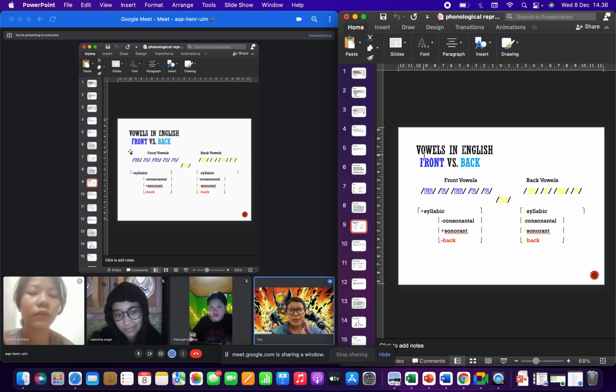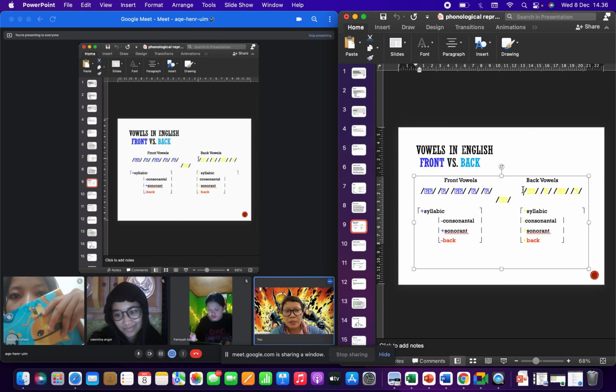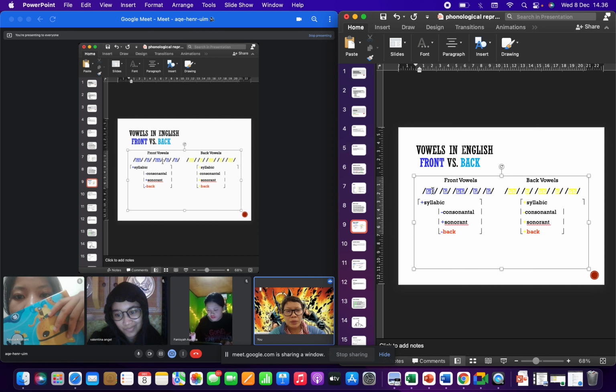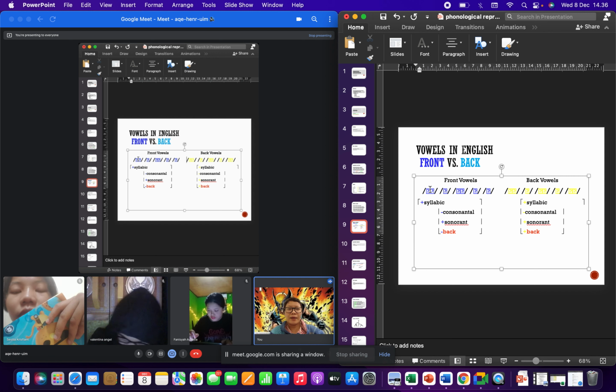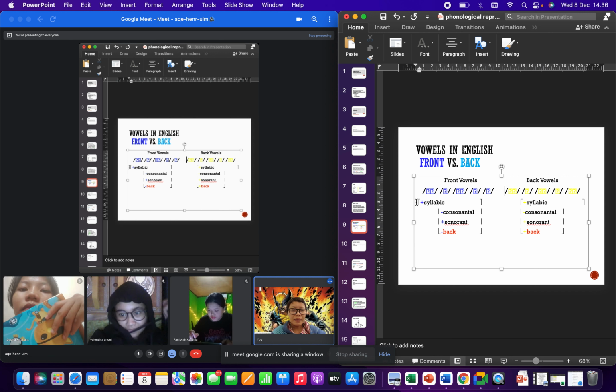Now let's see here. We see vowels in English, front and back vowels. This part is only nothing. If you see the question mark here, there is nothing here. I just put it so that we have to think, because we are questioning. Now let's see here.